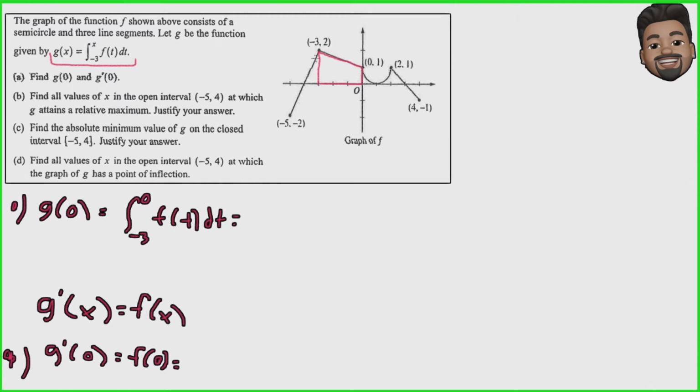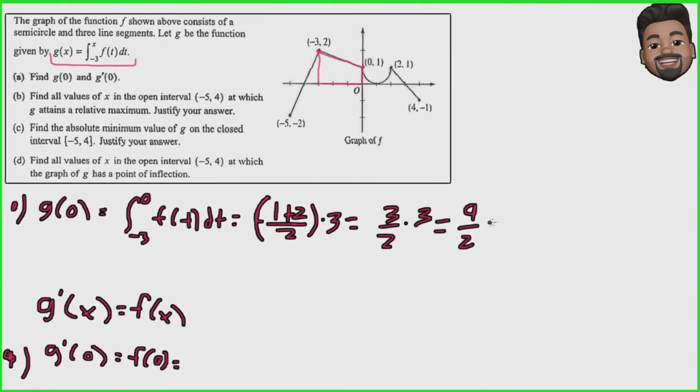So we take our widths: 1 plus 2, divided by 2. This is one height, this is the other height, and then what's the width? The width is 3, so this is going to be 3 divided by 2 times 3. We're going to get 9 over 2, or 4.5. You don't have to put the decimal approximation, but we know it's 9 over 2. All right, let's go to the second one.